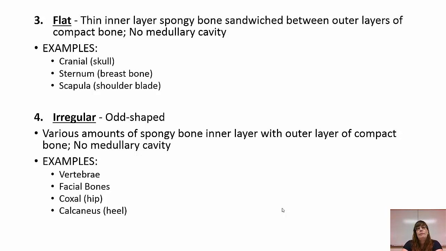Irregular bones, again, are odd-shaped. There are various amounts of spongy bone inside with an outer layer of compact bone. Again, no medullary cavity. Your vertebrae, your facial bones, your hip bone, your coxal bone, and your heel, which is your calcaneus, are considered irregular bones.